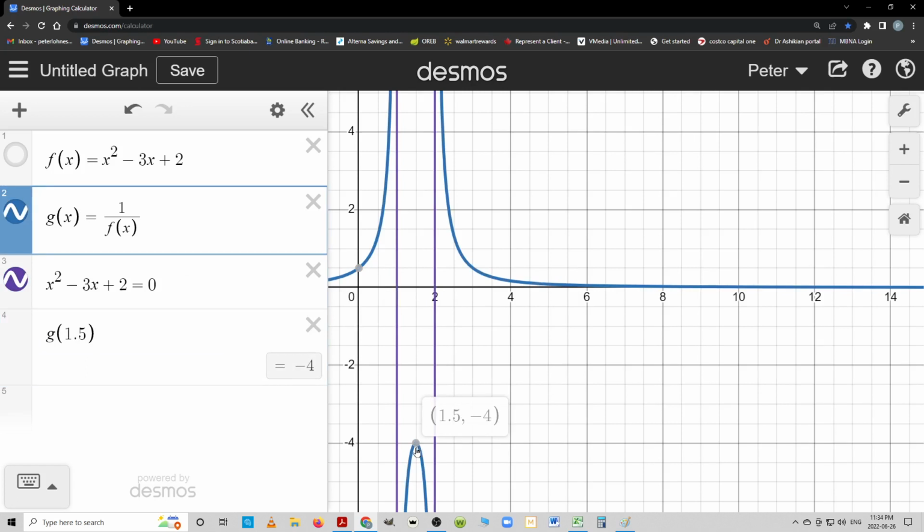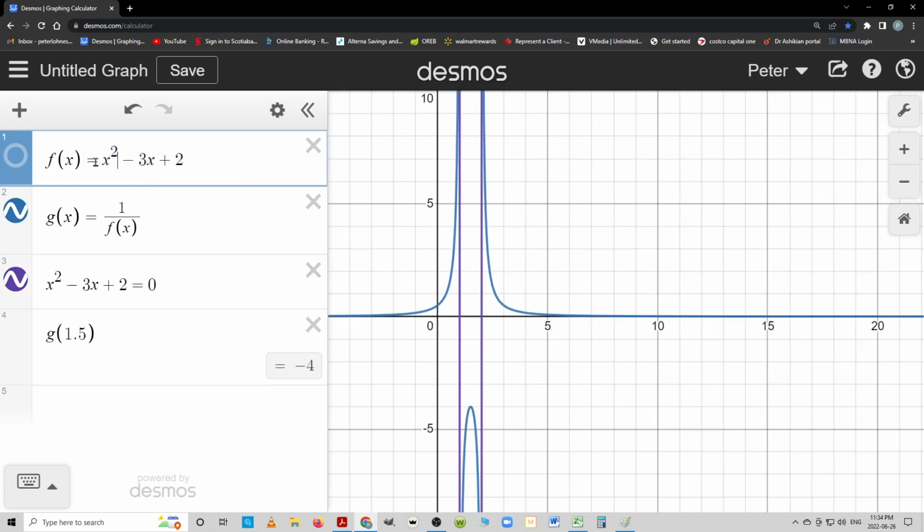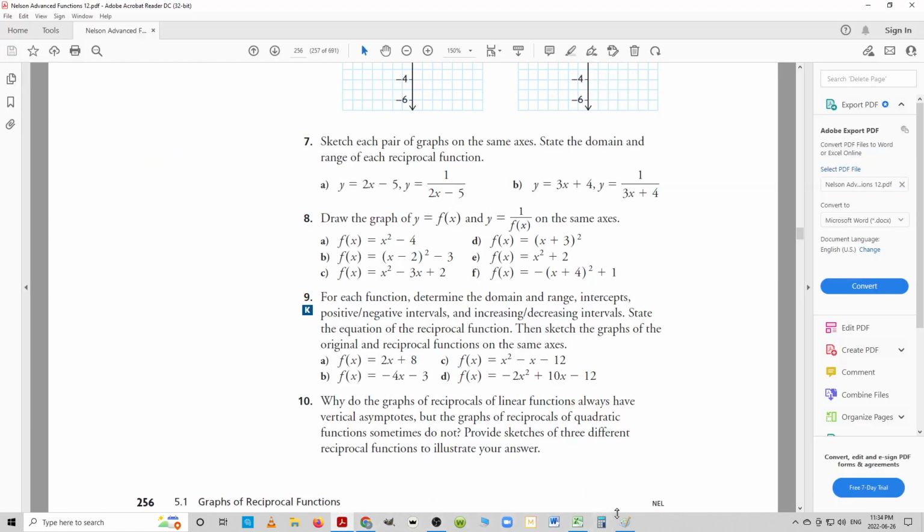It'll always have a symmetry when it's 1 over things. And if it's a parabola as the denominator, you're going to have 2 asymptotes. If it's a cubic as the denominator, you're going to have 3 asymptotes. If it's a line as the denominator, you're going to have 1 asymptote. And the whole point of this is to see these patterns.